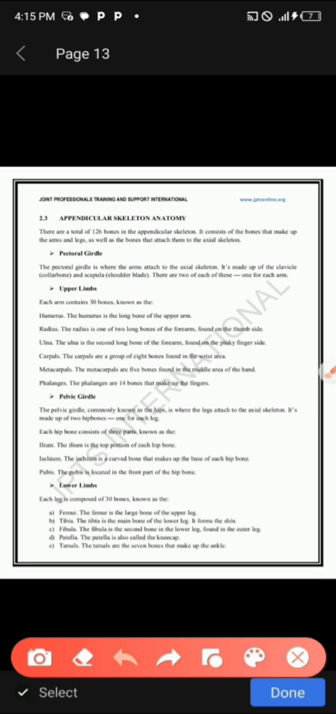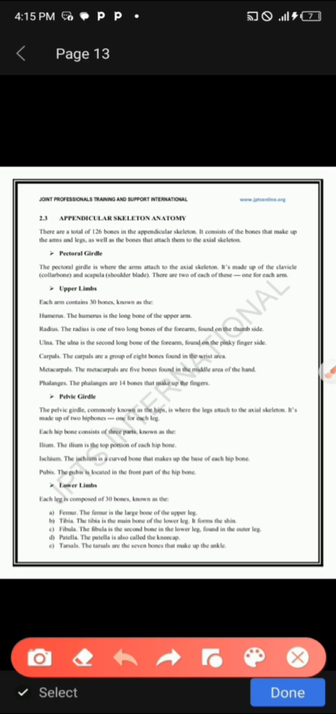Number one, we are going to see the pectoral girdle. The pectoral girdle is where the arm attaches to the axial skeleton. When you look at the arm, you see that it seems as if it's attached. It's made up of the clavicle, collarbone, and the scapula, shoulder blade. There are two of each of these, one for each arm. As I said in our previous lecture, many things in human beings come in pairs.